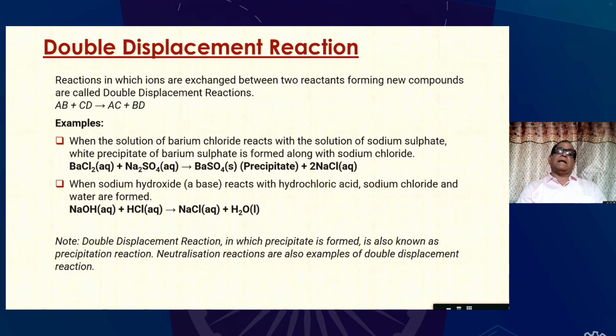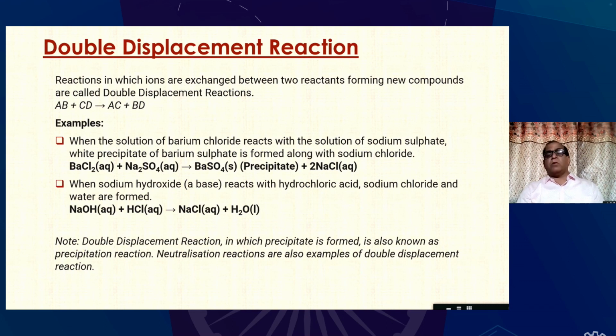Now, what is a double displacement reaction? Those reactions in which ions are exchanged between two reactants forming new compounds are known as double displacement reactions. For example, if AB reacts with CD, it leads to the formation of AC and BD. Examples of double displacement reactions are as follows.